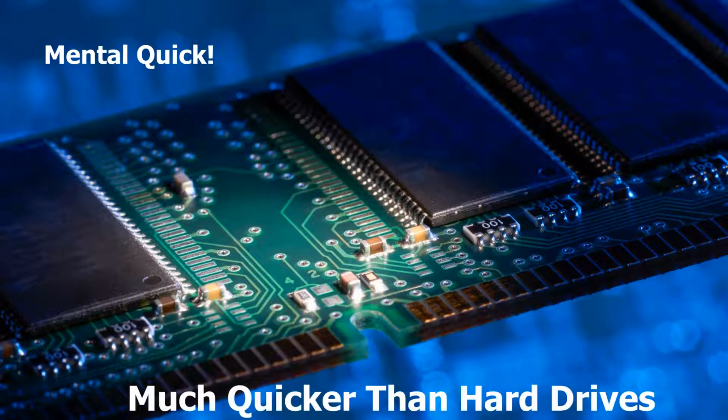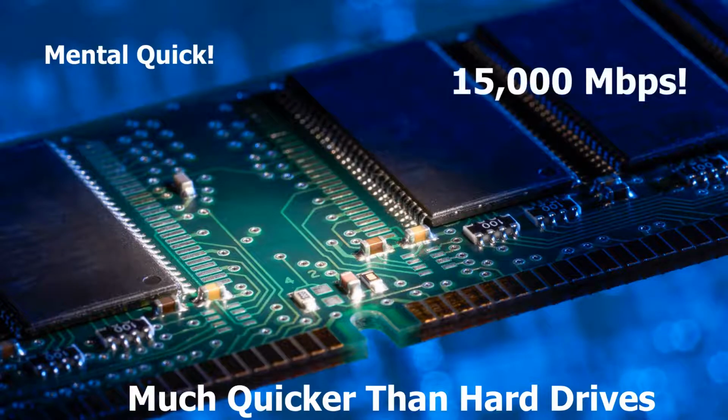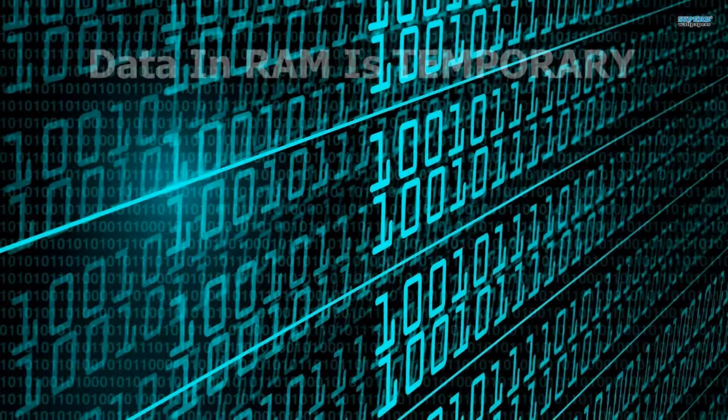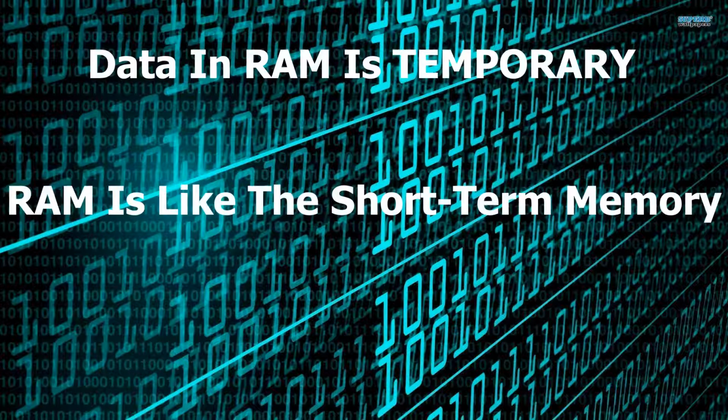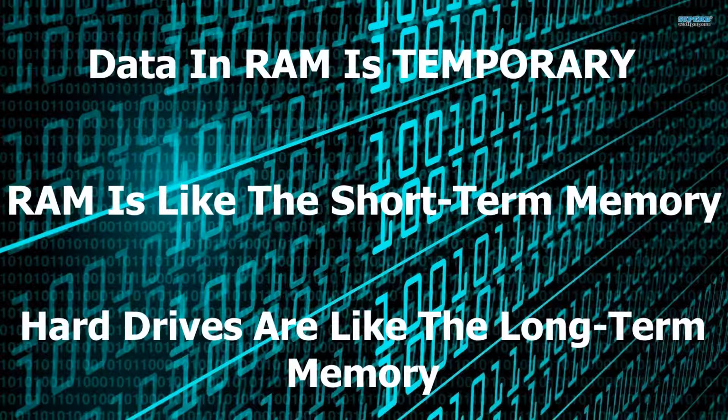While top-end solid-state drives can achieve transfer rates of more than 1,000 megabytes per second, modern RAM modules are already hitting speeds in excess of 15,000 megabytes a second. RAM storage is volatile. Any data stored in RAM will be lost once the computer is turned off. Comparing computer storage to the human brain, RAM works like the short-term memory, while hard drives resemble our long-term memories.